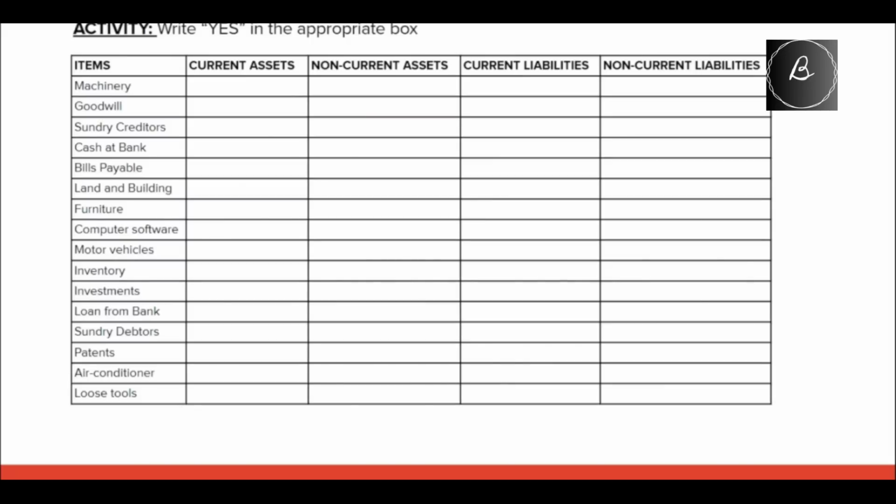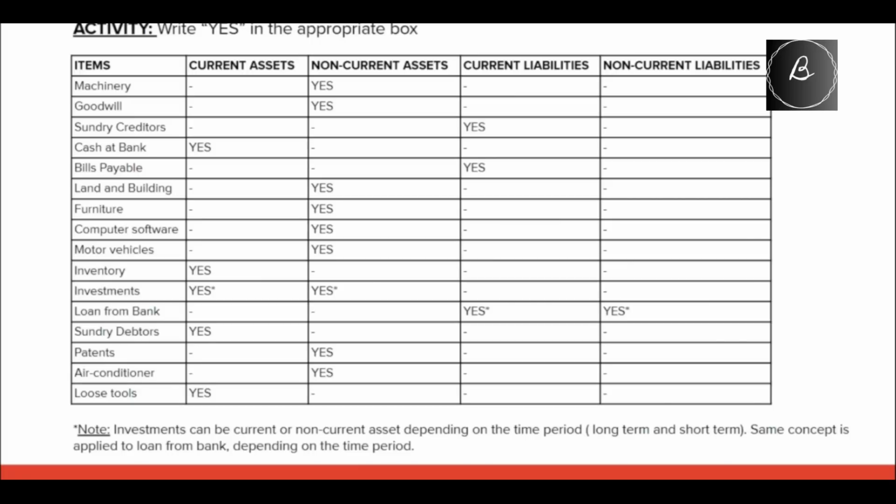We now have an activity for you. Look at the items on your left and classify them under current assets, non-current assets, current liabilities, and non-current liabilities. You can pause the video to make a note of your answers. Let's now look at the solution.